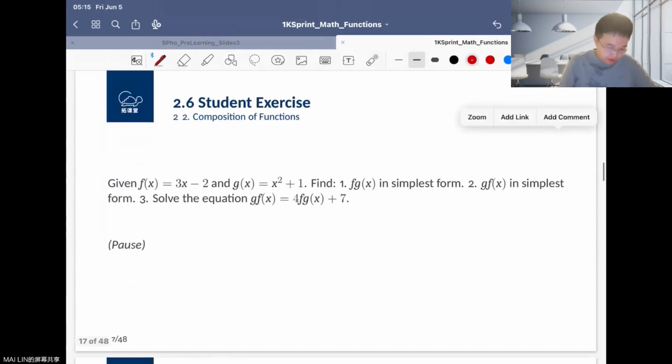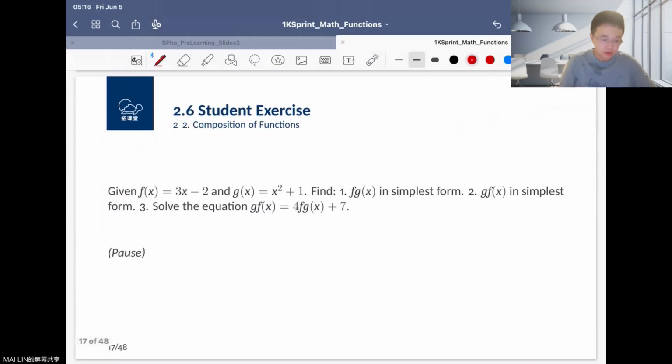So here's the exercise for you. You can try to do it yourself. If you want to have some time to think, you can pause the video and do it yourself. But if you want to follow along with me, you can keep on going, okay?